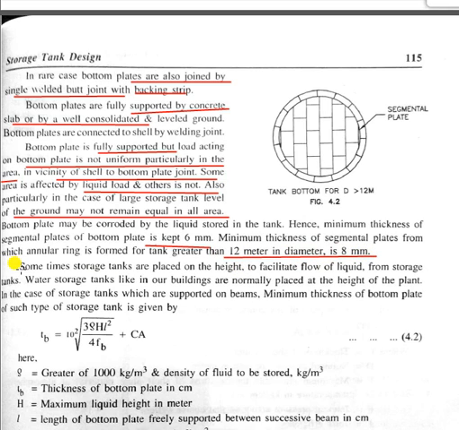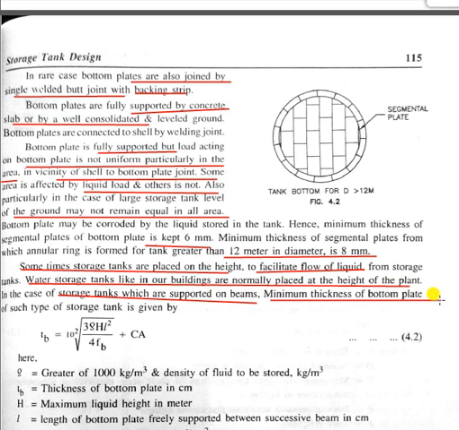Sometimes storage tanks are placed at a height to facilitate flow of liquid from the storage tank, and water storage tanks, like those on a building, are normally placed at a height in the plant. In the case of storage tanks supported on beams, the minimum thickness of the bottom plate required is given by this equation. This one is only informative, but this one is important. The minimum thickness for the bottom plate required is given by this equation.